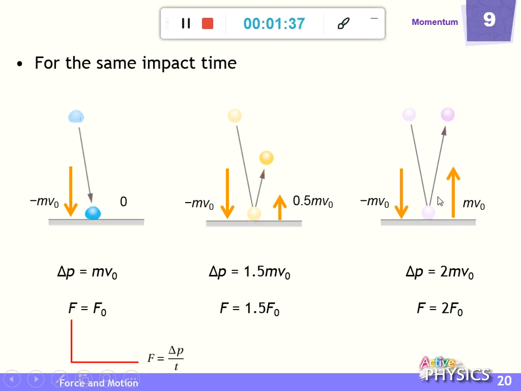If this one can reach the original position, it means there is no energy loss, and after the calculation it will be 2 times the original force.